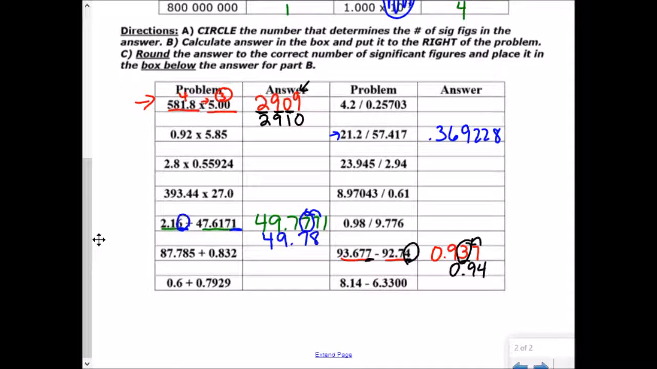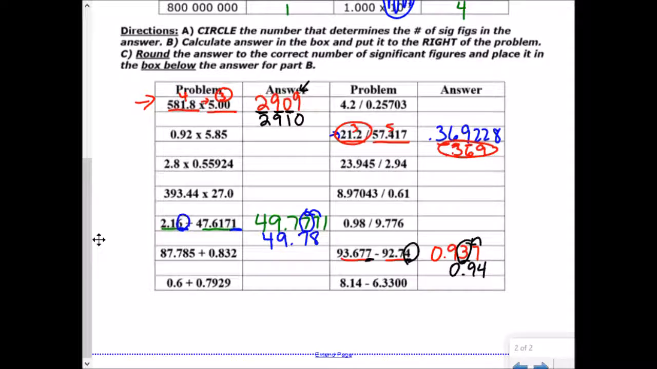All right. Now, how many does this guy have? 3. How many does this one have? 5. How many can my answer have? Only 3. It goes with that one. So I keep the 3, I keep the 6, and now I look to the 9 for rounding. Do I round it up or leave it a 9? I'm going to leave it a 9. So my final answer is 0.369. That is the correct significant digit.